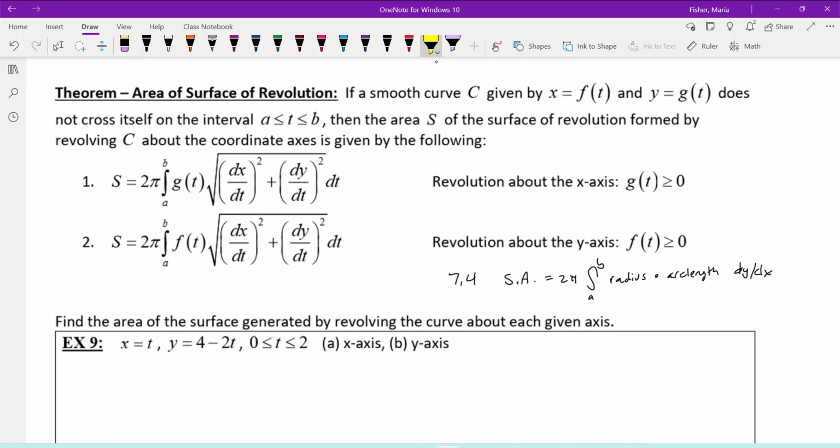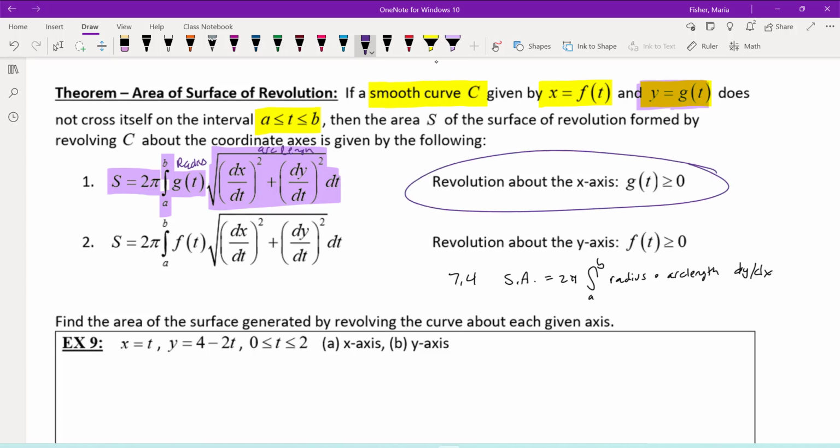So if we have a parametric equation that's given by a smooth curve where x is equal to f of t and y is equal to g of t, and that smooth curve does not cross itself on the interval from A to B, then the surface area of revolution formed by revolving this curve around one of the coordinate axes is given as follows. Your surface area is going to equal 2 pi times the integral from A to B of g of t, well, g of t is your y here, times the square root of dx dt squared plus dy dt squared dt. Well, that piece is just your arc length. So it's still your radius times your arc length.